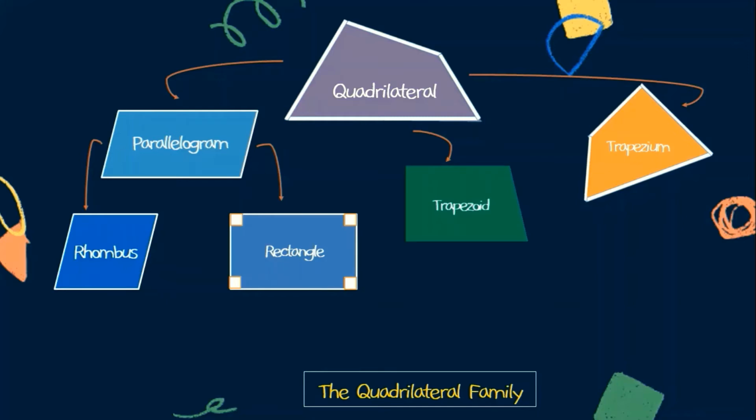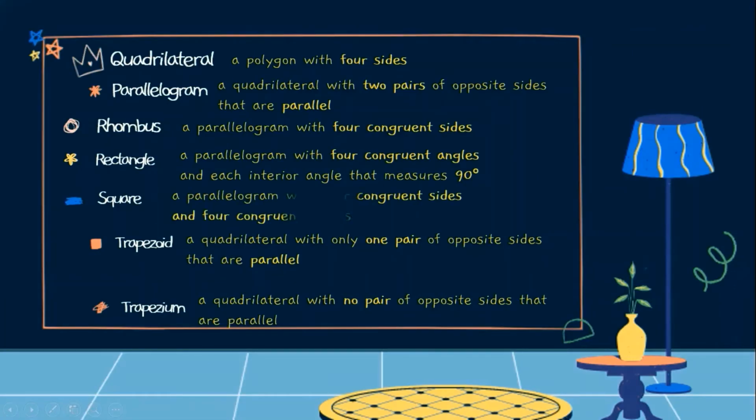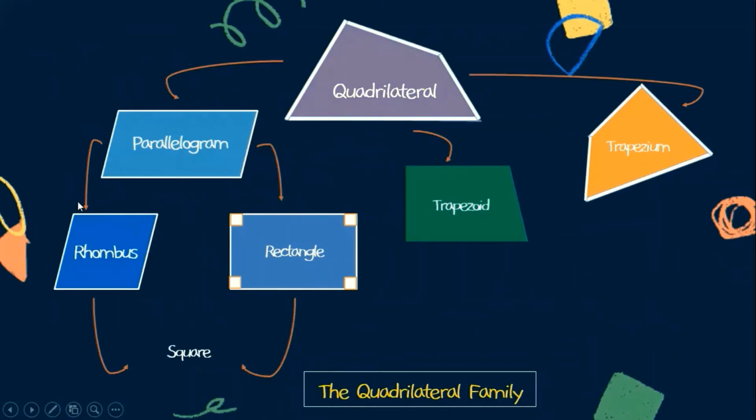When a rhombus and a rectangle is combined together, we're able to form a square. A square is a parallelogram with 4 congruent sides and 4 congruent angles. So combining rhombus and rectangle together, we're able to form a square, and this is how a square looks like.